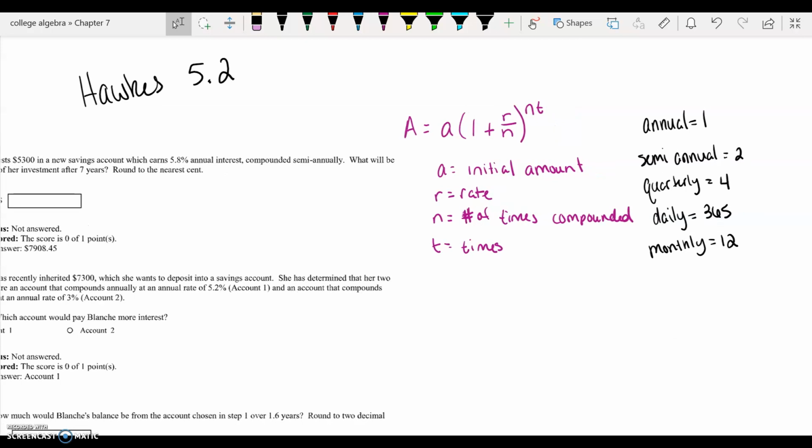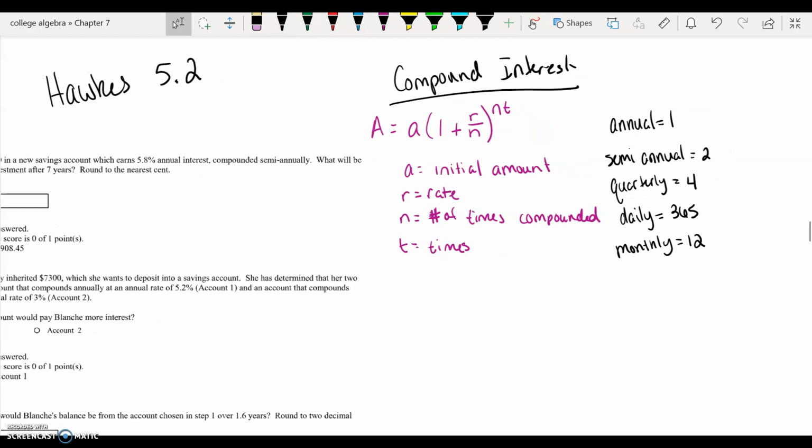So the first thing you want to do is write down the compound interest formula, which I wrote over here in purple. And then I wrote what everything meant. So little a is your initial amount, r is your rate, n is the number of times compounded, t is your time, big A is what you're trying to find. You do need to know these key words. Annually means that your n is 1.